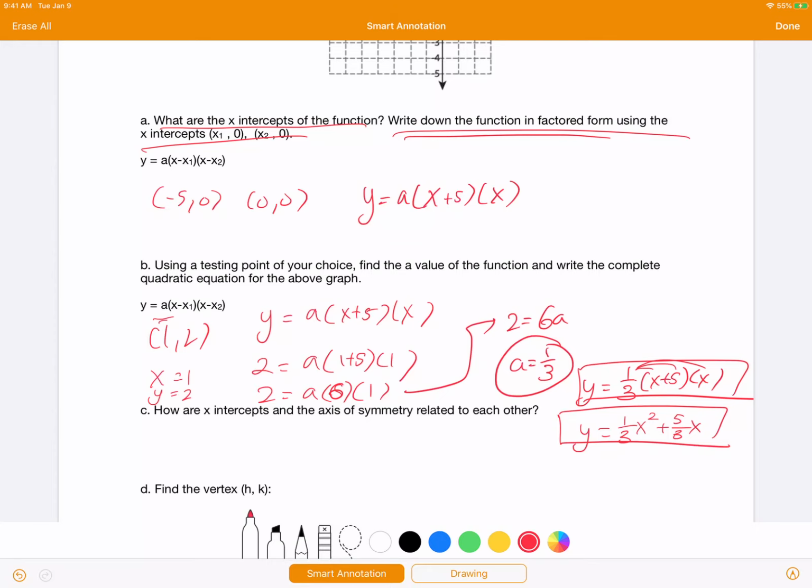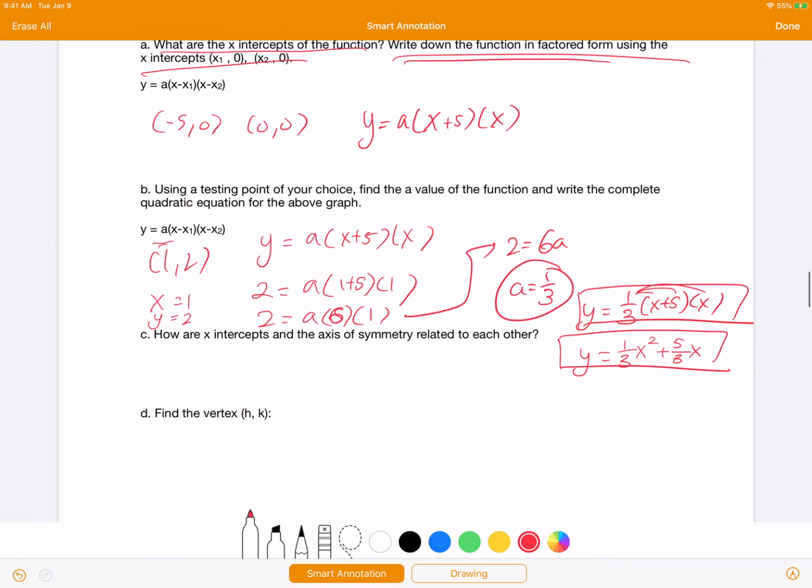Okay, all right. So now let's move on to the next question, which is how are the x-intercepts related to the axis of symmetry? I believe you said somewhere along the lines of the average of the x-intercepts is equal to the axis of symmetry. This is something I've mentioned to you over and over again before. There are multiple ways in which you can find the axis of symmetry. It's not just always negative b over 2a once you're given a standard format.